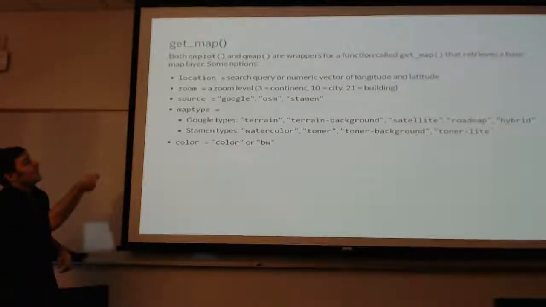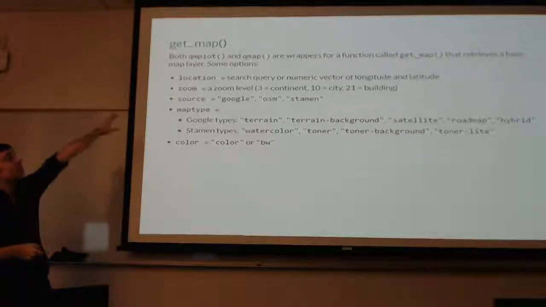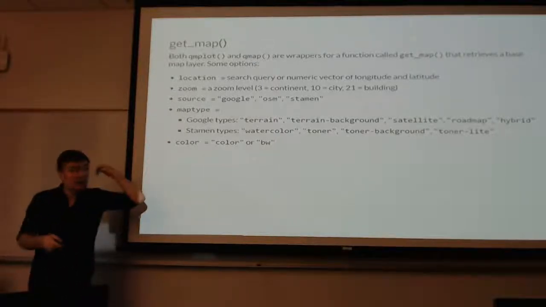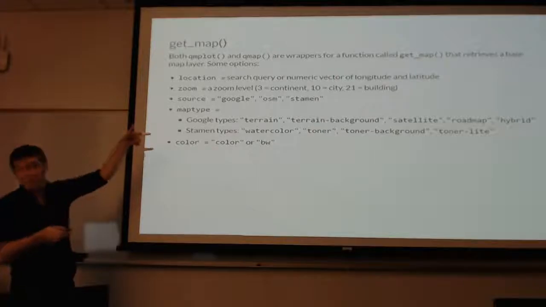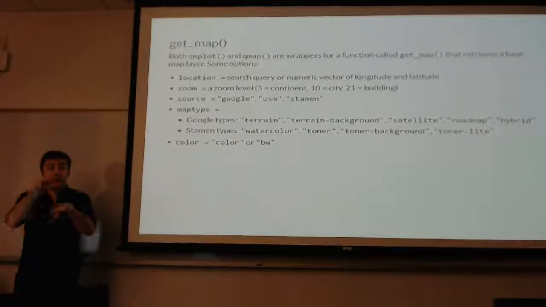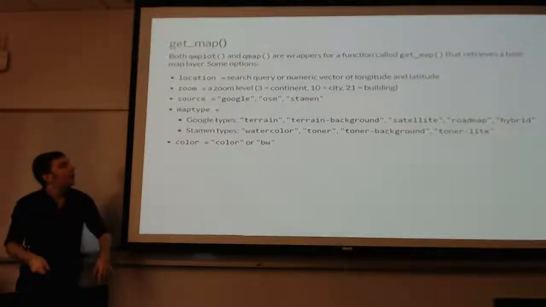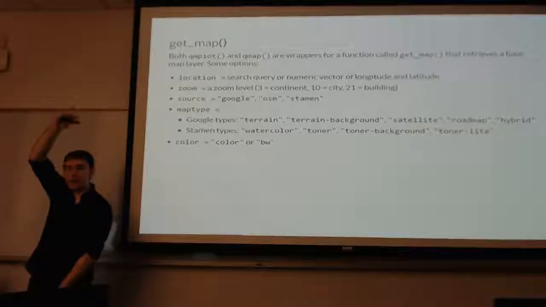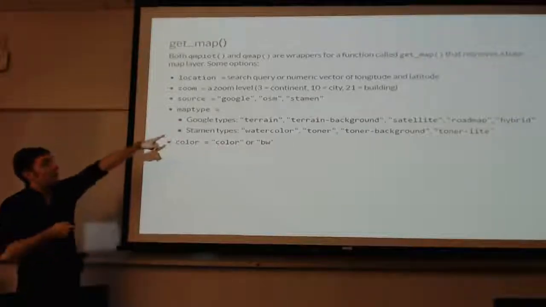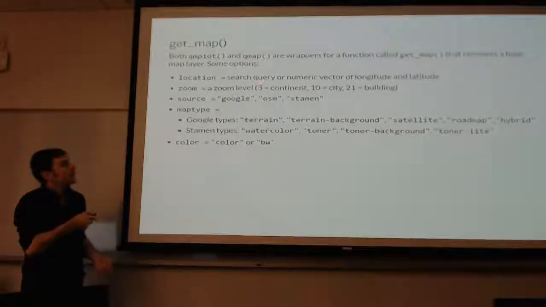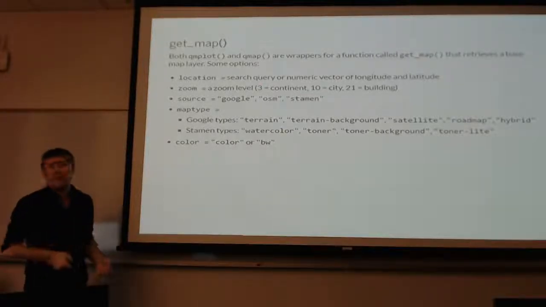Options that the get_map function will take are location, which can be either a search query like I showed in that previous slide, or it could be a vector of longitudes and latitudes. So you could give it a bounding box, you could give it a specific point to search at. The zoom is whatever height you want to be looking at above those points. So 3 is basically continent level. If you do 1, it's the entire planet. Right? 3 is a continent, 10 is a city, 21 is a building.